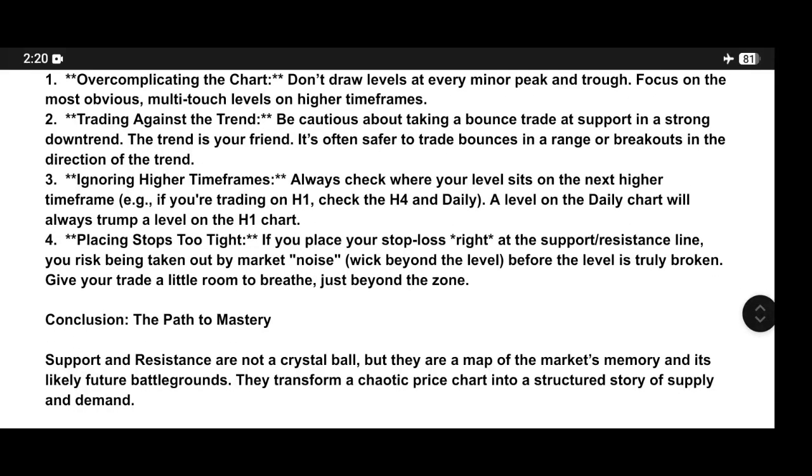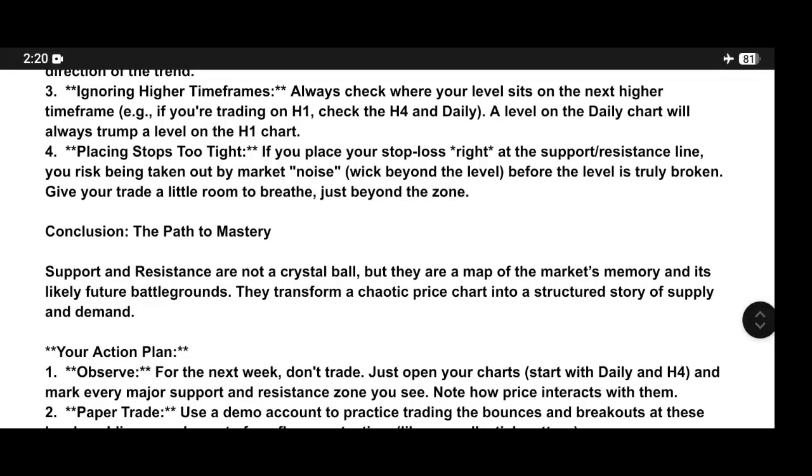So let's continue. In conclusion, the path to mastery. Support and resistance are not a crystal ball, but they are a map of the market's memory, and likely a future battleground. They transform a chaotic price chart into a structured story of supply and demand.